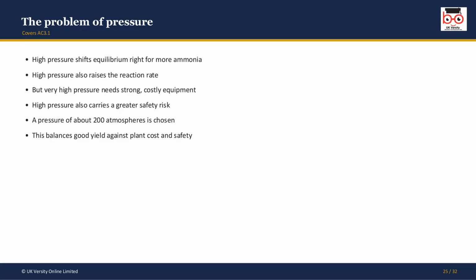Pressure has a similar tug-of-war. High pressure shifts the equilibrium to the right for more ammonia, and it usefully raises the rate too. But very high pressure demands strong, expensive equipment and carries a greater safety risk. So in practice, a pressure of about 200 atmospheres is chosen, which balances a good yield against the cost of the plant and keeping it safe.